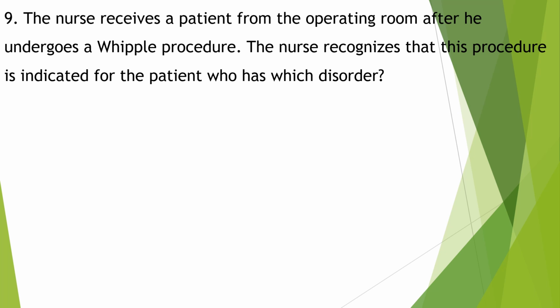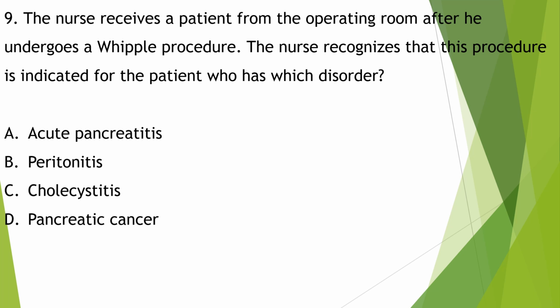The nurse receives the patient from the operating room after he undergoes a Whipple procedure. The nurse recognizes that this procedure is indicated for the patient who has which disorder? Acute pancreatitis, peritonitis, cholecystitis, pancreatic cancer. The surgical procedure for a patient with pancreatic cancer is known as the Whipple procedure.